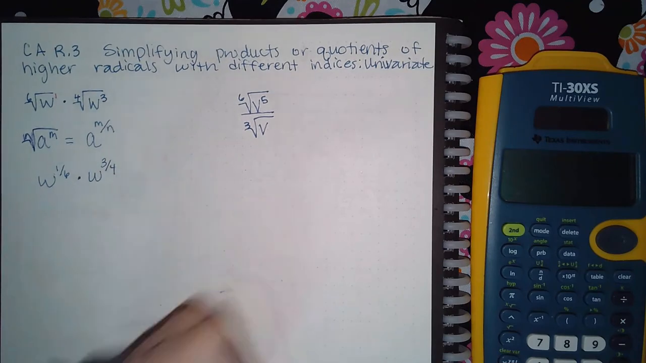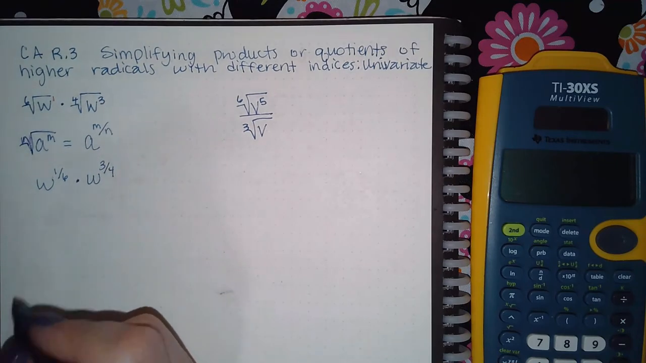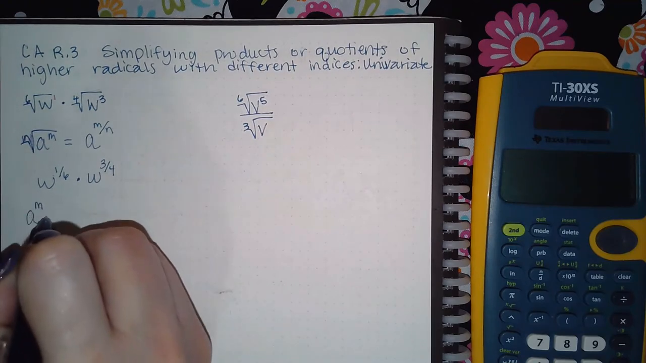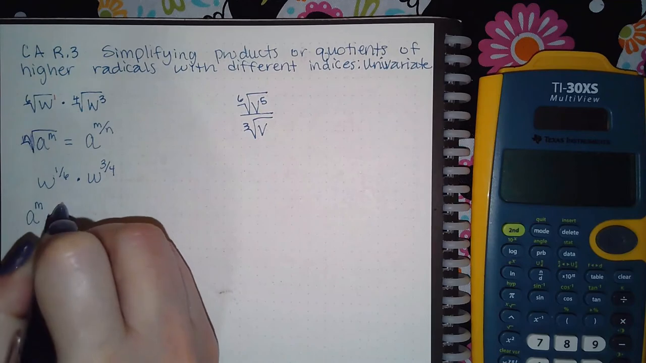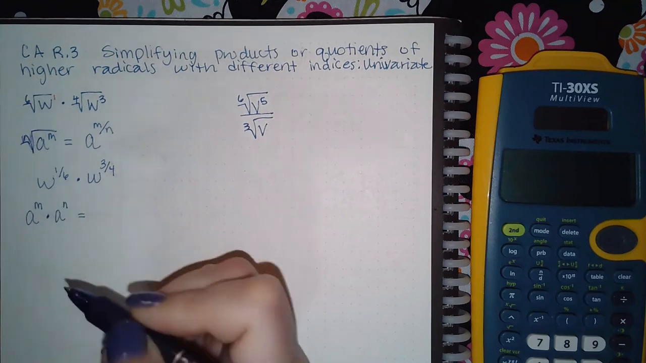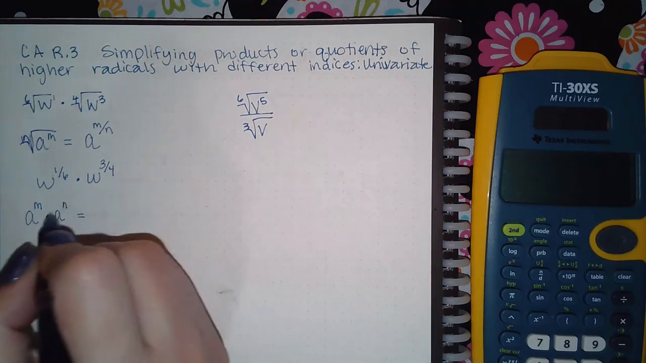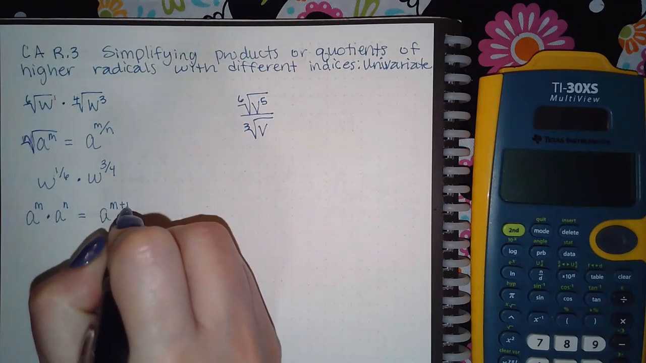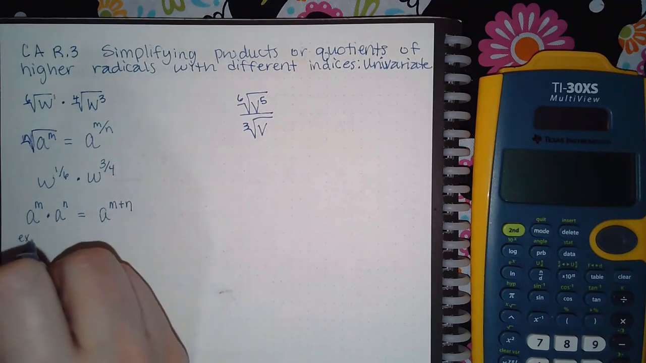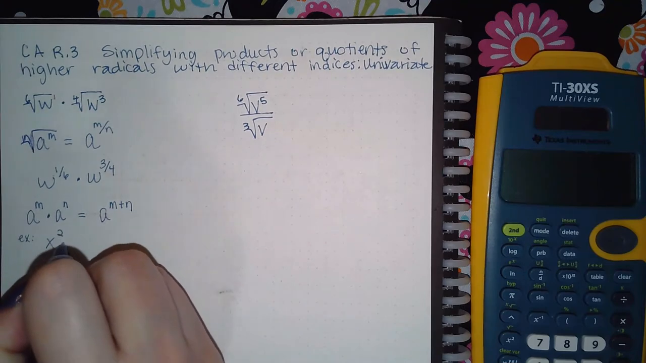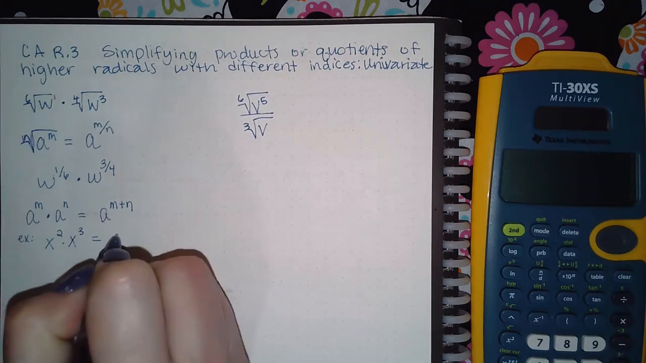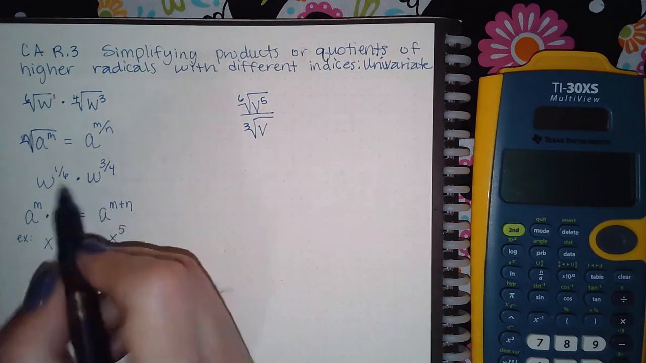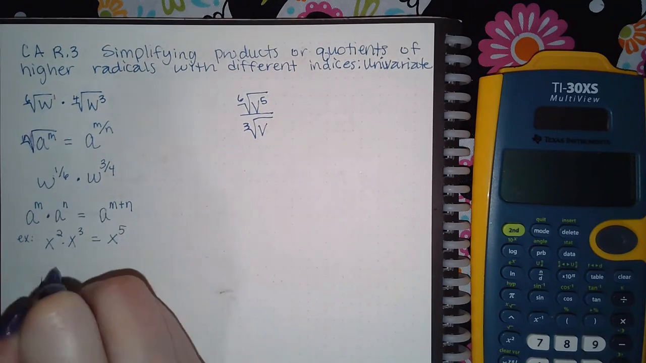Then the next rule that we're going to apply is that when you have a base with an exponent times the same base and another exponent, they could be the same or they could be different, you add the exponents. For example, remember when we have x squared times x cubed, we get x to the fifth, right? So we're going to do that same thing here. We just happen to have fractions.